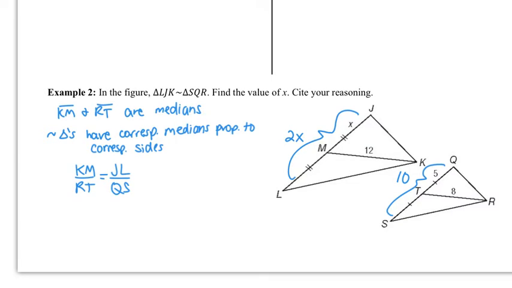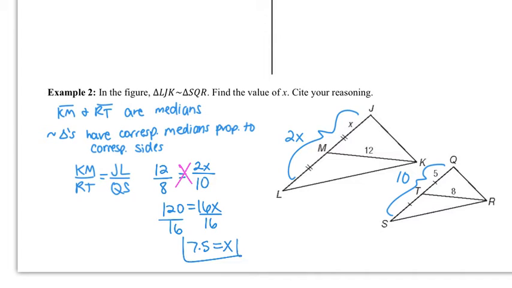So let's go ahead and fill in our values here. KM is 12 and RT is 8, equal to JL is 2x and 10. And then, hey, we can reduce it, right? So I'm just going to do cross products. So I get 120 is equal to 16x. We're going to divide each side by 16, and you get that x is equal to 7.5.